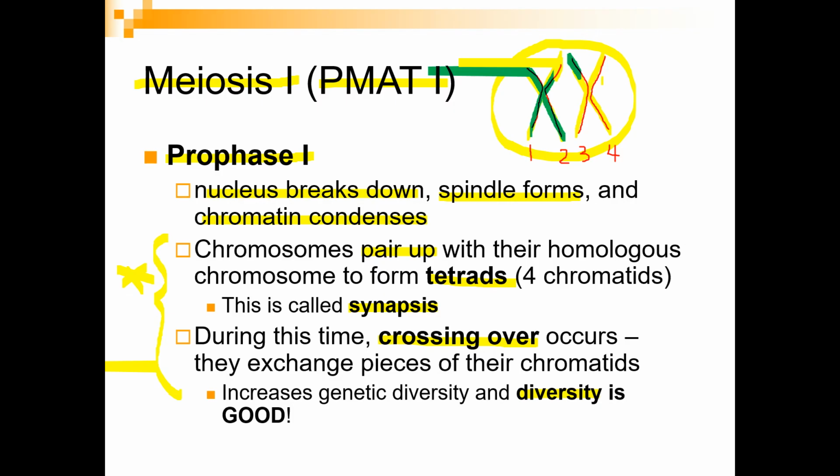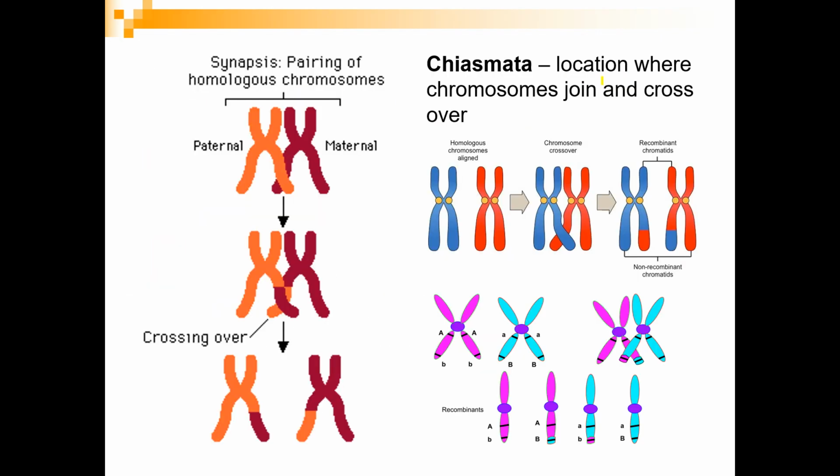So that is one big area where variety comes from. All right, so these pictures are a little bit better than mine, okay? So you can see here. Now here's another vocabulary word for you. Chiasmata is the location where they physically cross over.